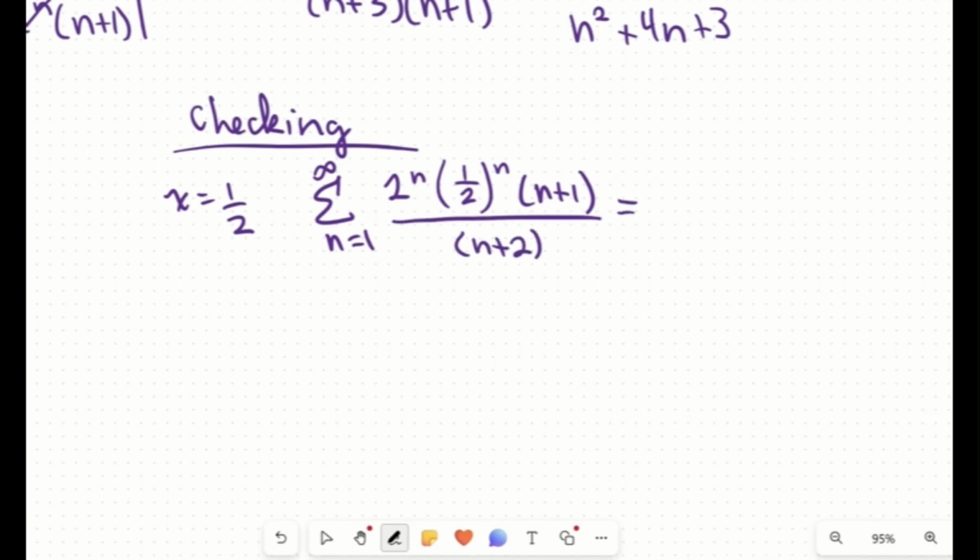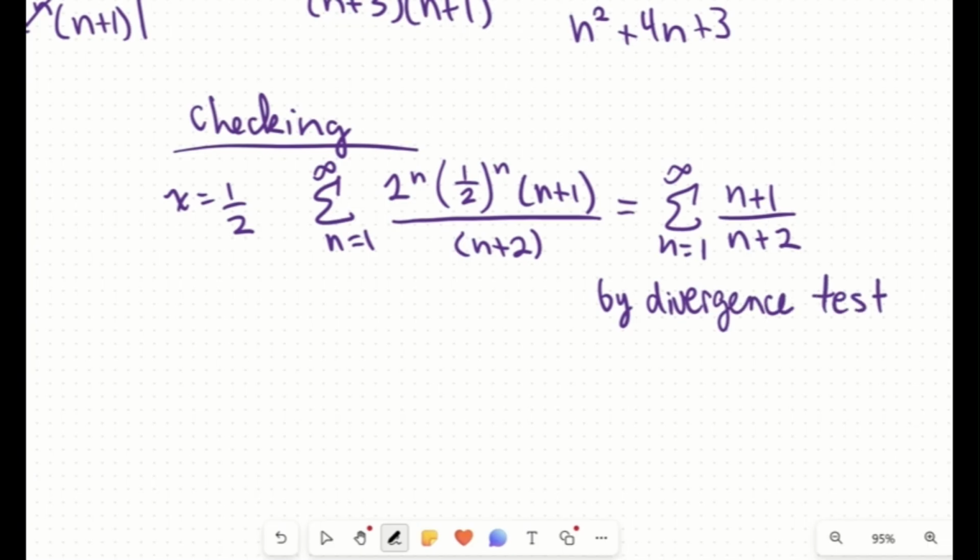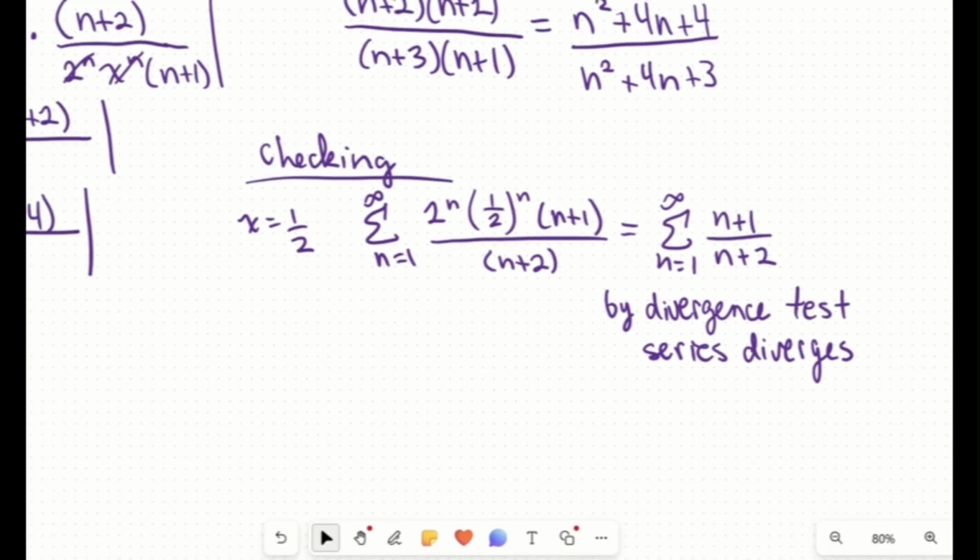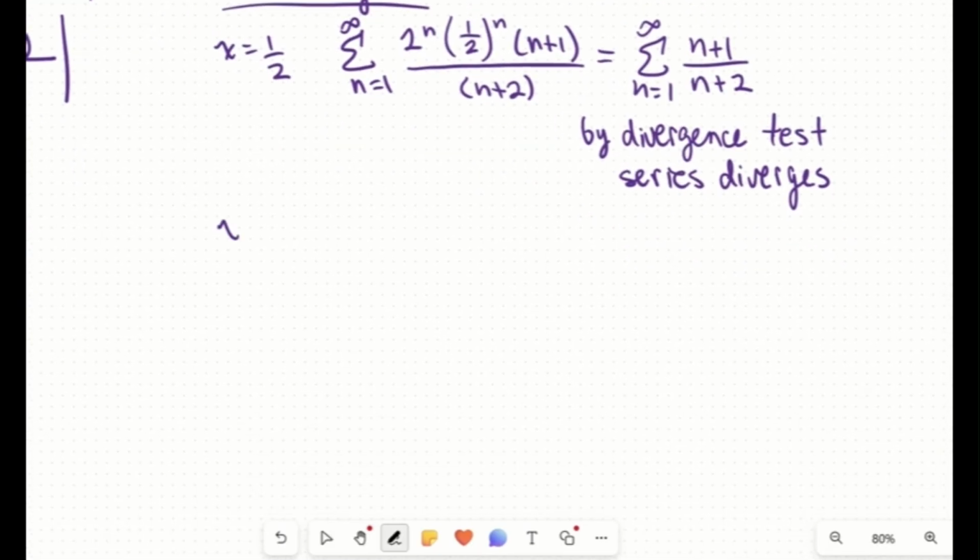If we simplify this, we're going to get the series as n goes from 1 to infinity of n plus 1 over n plus 2. If we were to take the limit of this, we would get 1. So by the divergence test, the series is going to diverge. So now we know that when x equals 1/2, it's not included. Next, we're going to check when x equals negative 1/2.